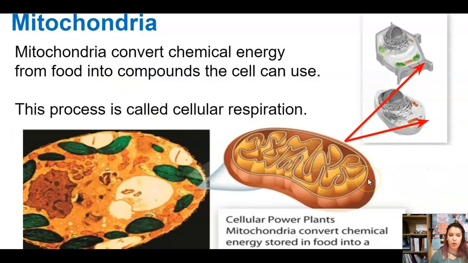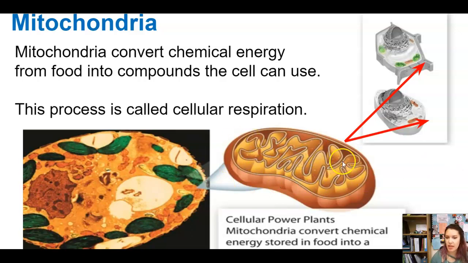All right, so a very similar organelle for animal cells is mitochondria. They convert chemical energy from food into compounds the cell can use. We call this process cellular respiration, which will be in a few chapters. Cellular power plants, the mitochondria convert chemical energy stored in food into a form that can be easily accessed by the cell in the form of ATP.